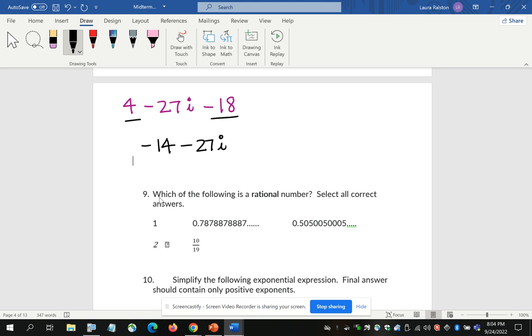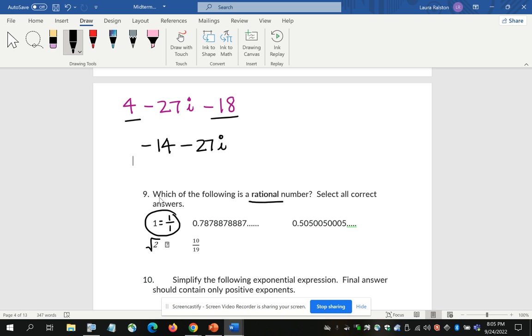Question 9 says, which of the following is a rational number? Remember, a rational number is any number that can be written as a fraction. It typically is a whole number, a fraction, or a terminating or repeating decimal. So if I look at these numbers, I have 1, which is a whole number, and I can write that as a fraction as 1 over 1. So this number is rational.